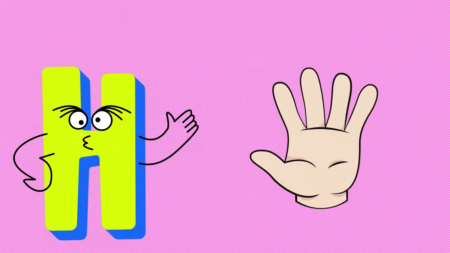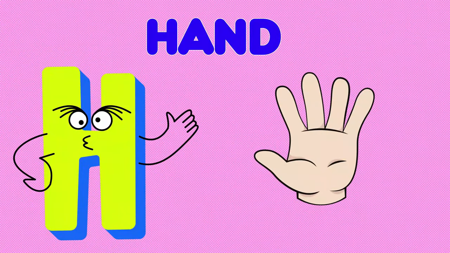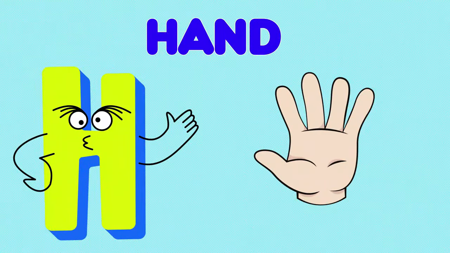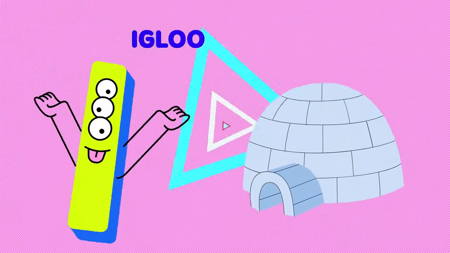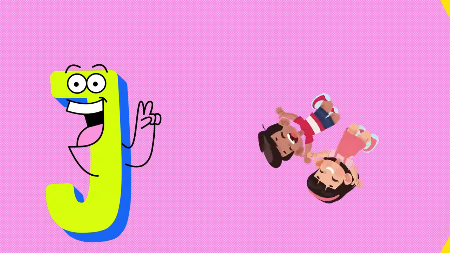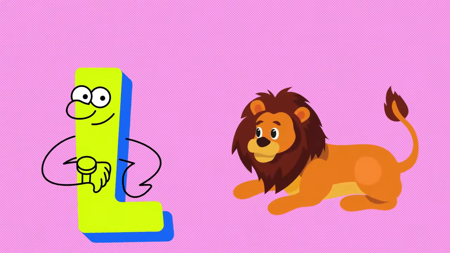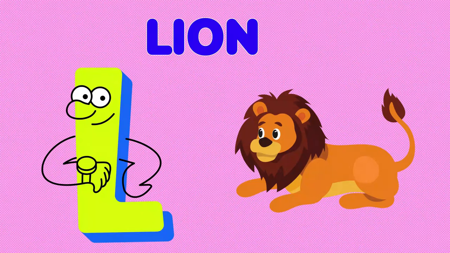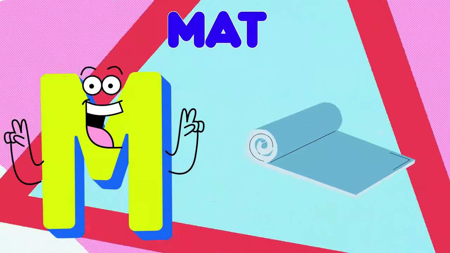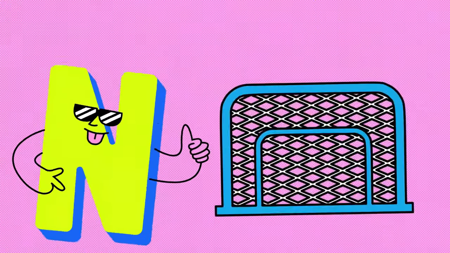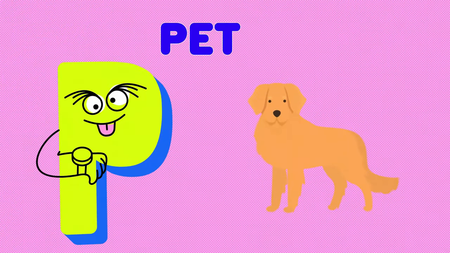H is for hand. H, h, hand. I is for igloo. I, i, igloo. J is for jump. J, j, jump. K is for kangaroo. K, k, kangaroo. L is for lion. L, l, lion. M is for mat. M, m, mat. N is for net. N, n, net. O is for orange. O, o, orange. P is for pet. P, p, pet.